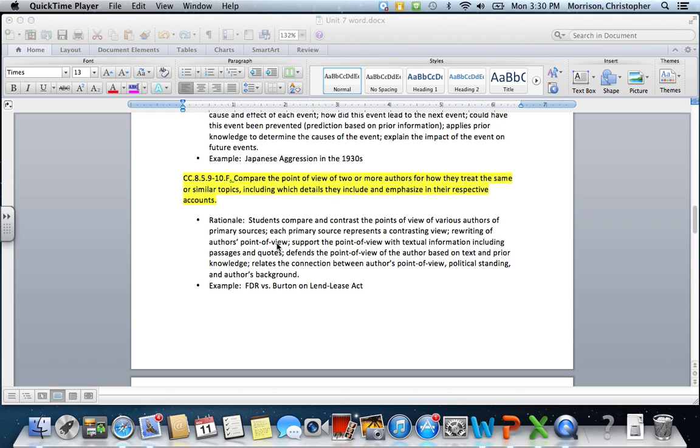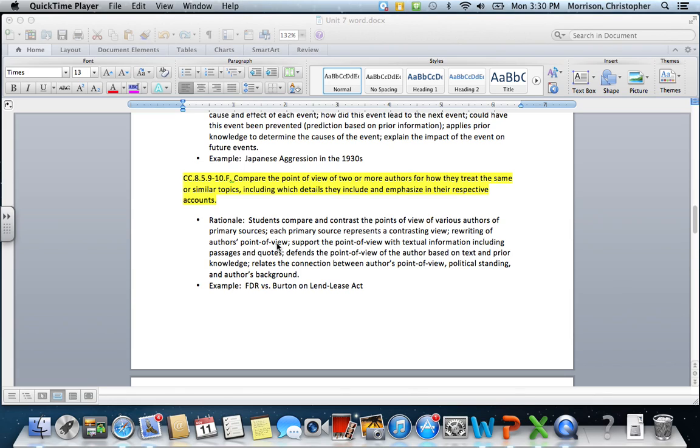Rewriting the author's point of view, supporting the point of view with textual information, including passages and quotes, and defending the point of view of the author based on text and prior knowledge. It also relates the connection between the author's point of view, political standing, and the author's background.